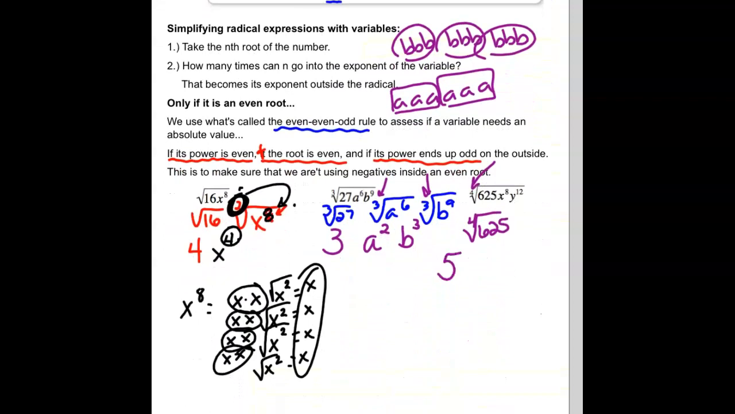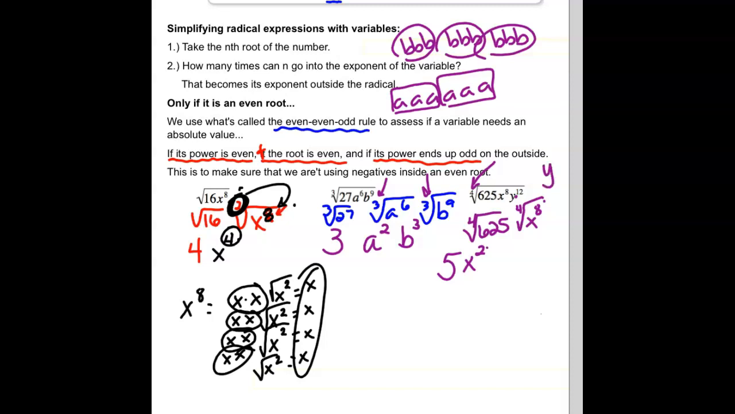For the variables, we have an x to the 8th, and we're taking its fourth root. Okay, so we have an even situation. The 4 is even and the 8 is even. How many groups of 4 can we take out of 8? We can make 2 full groups. So this is starting out with an even root, an even power, and it comes out with an even power. So we don't need absolute value bars.